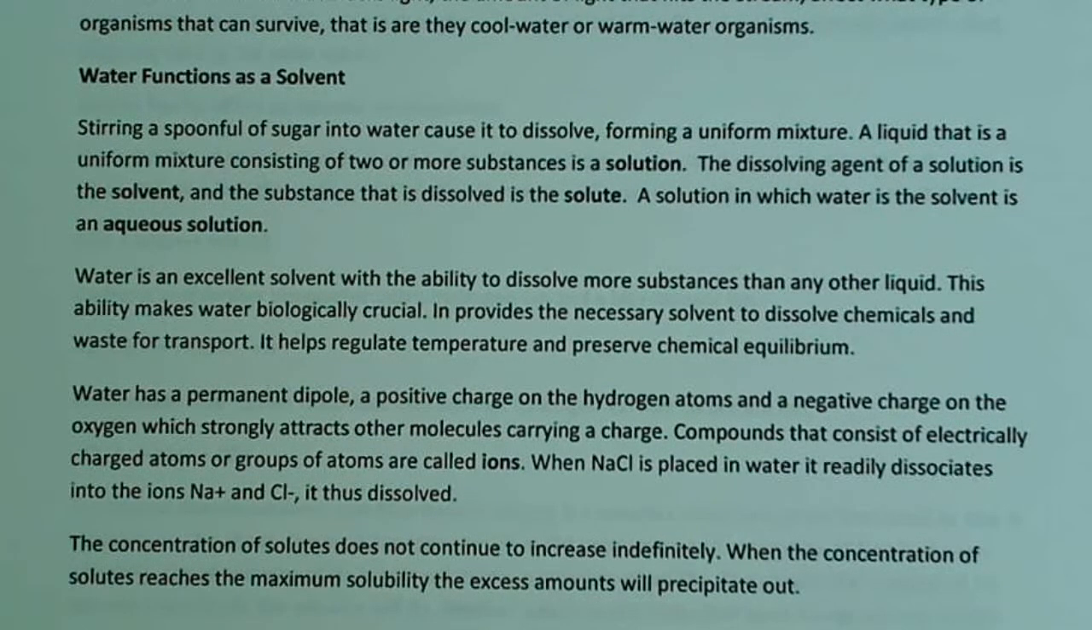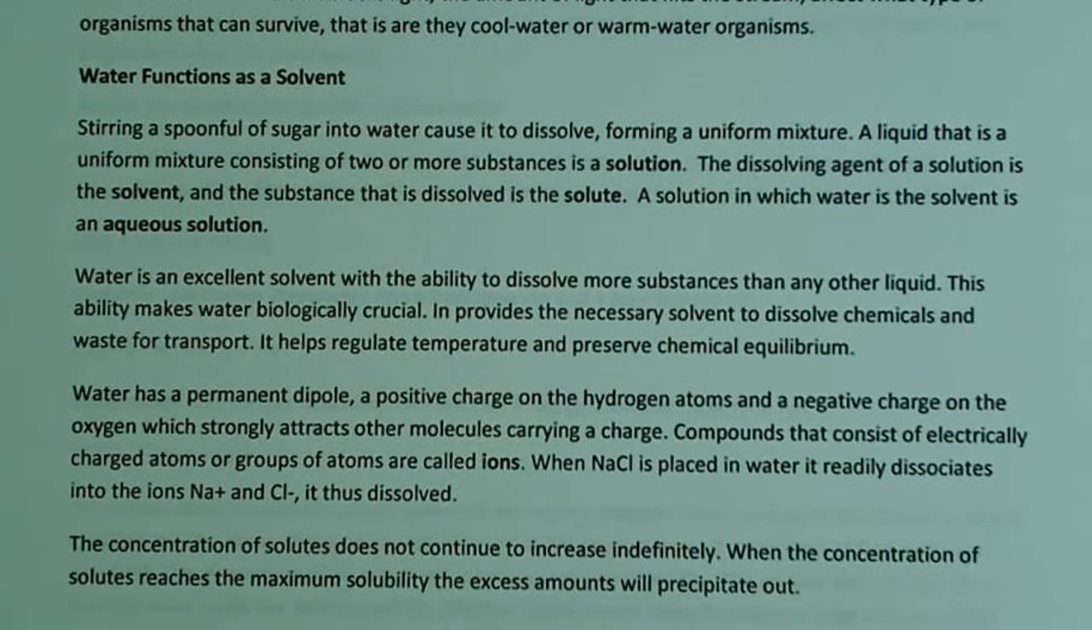All important factors. Water has a permanent dipole, with a positive charge on the hydrogen atoms and a negative charge on the oxygen, and it strongly attracts other molecules carrying a charge. Compounds that consist of electrically charged atoms or groups of atoms are called ions. When something like sodium chloride is placed in water, it readily dissociates into Na+, the sodium ion, and Cl-, the chloride ion. And thus it is dissolved.